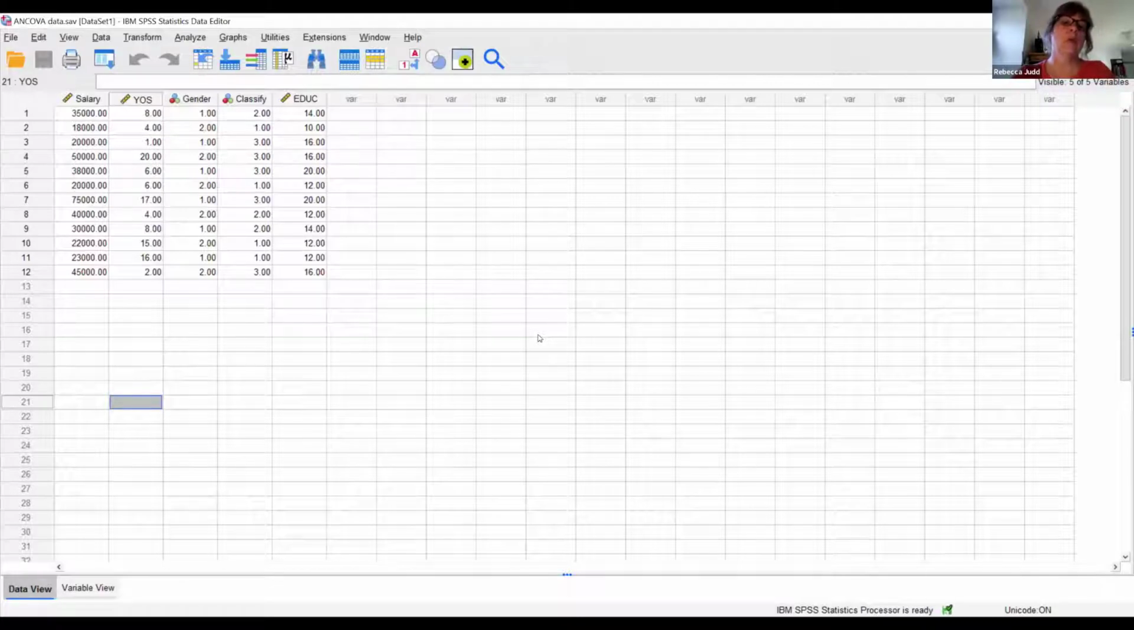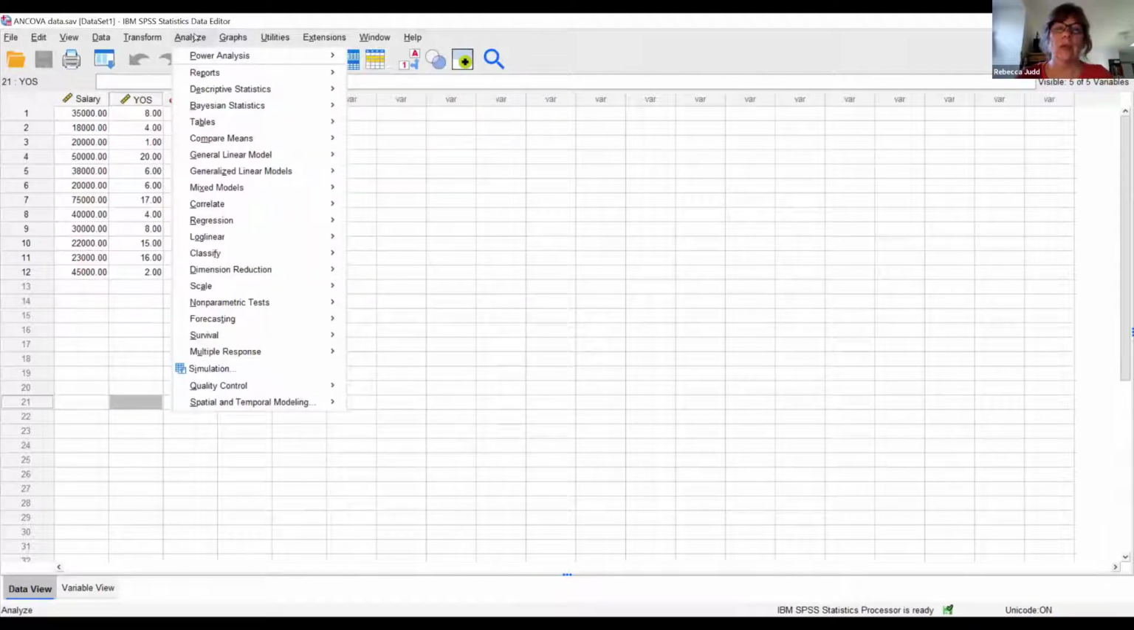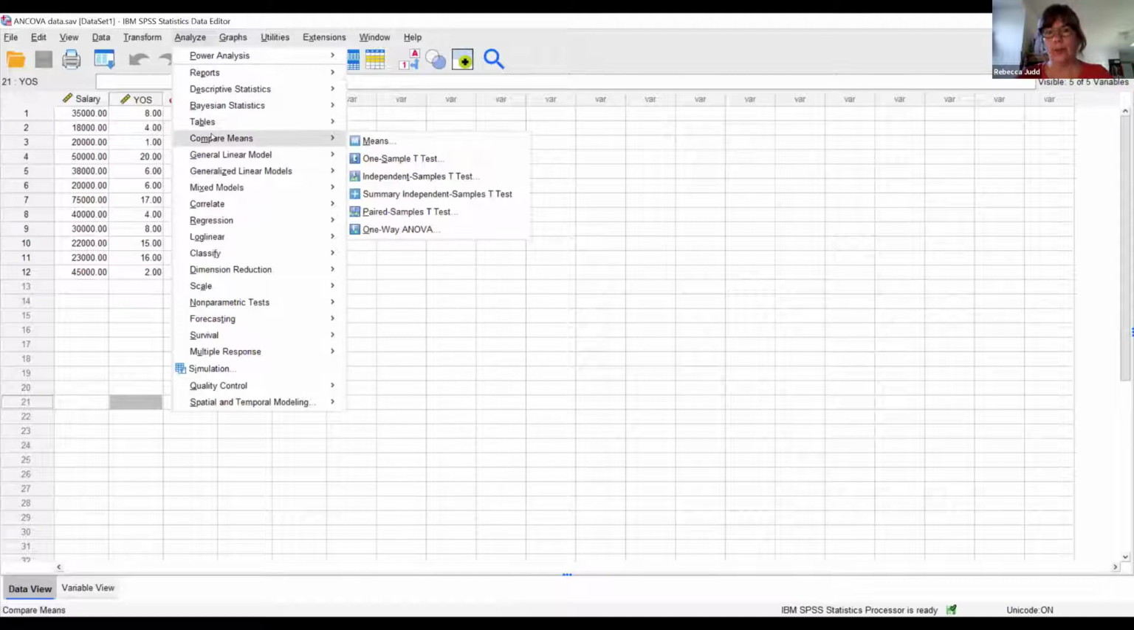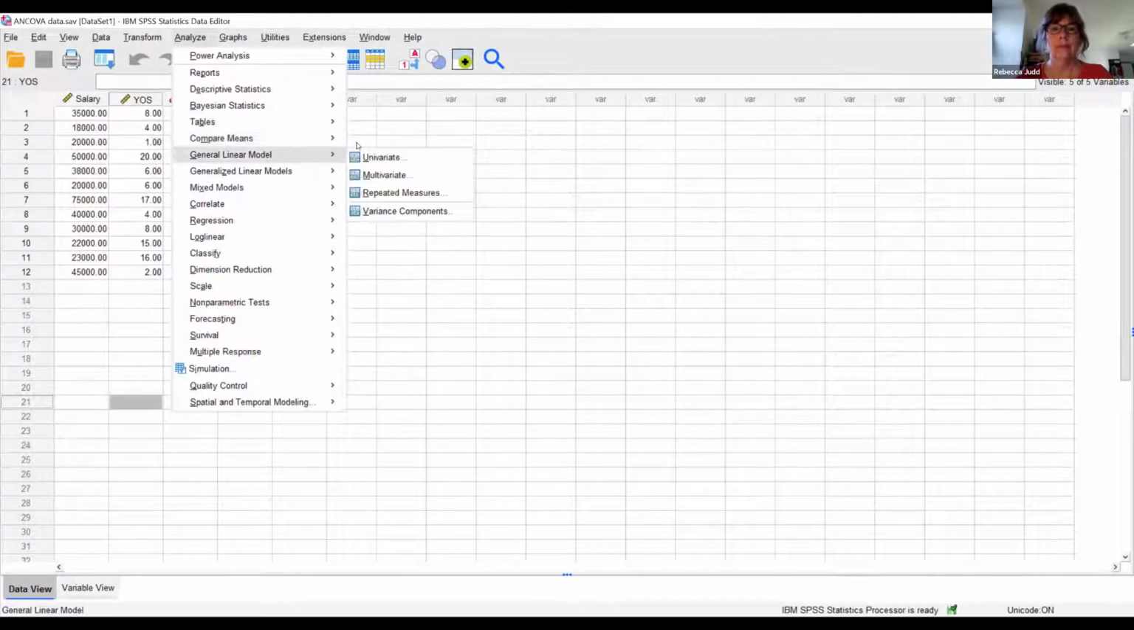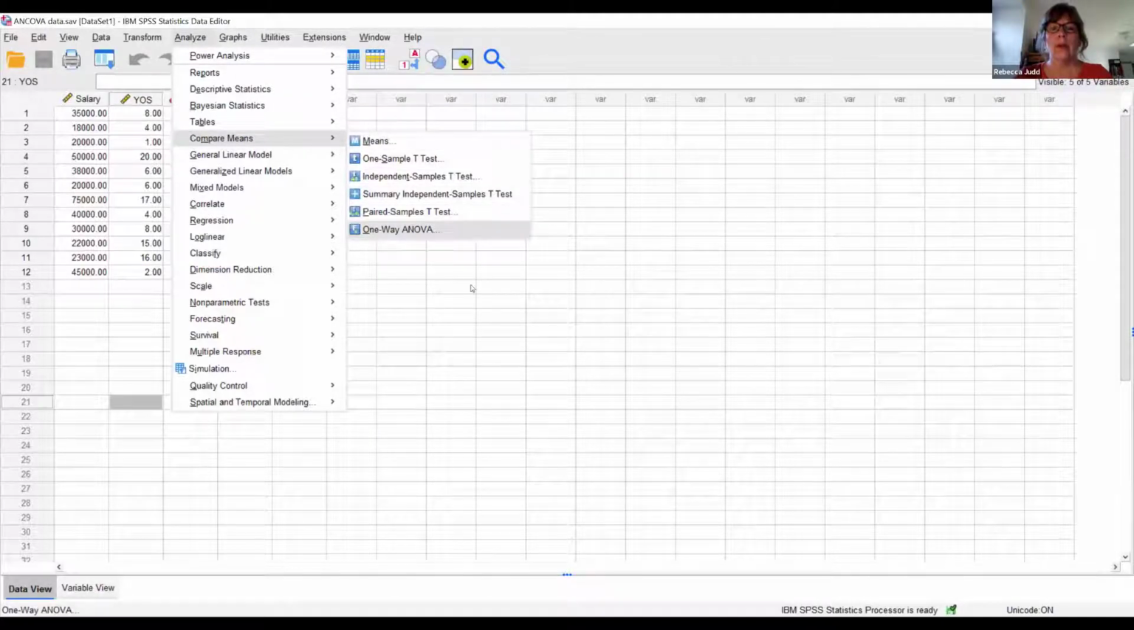So one of the things that we want to do is look for independence, or make sure that there's no relationship between our covariate and our gender. Our covariate is going to be education, I think that's right. So we'll start off by just running a plain ANOVA for that, which is compare means, and a one-way ANOVA.